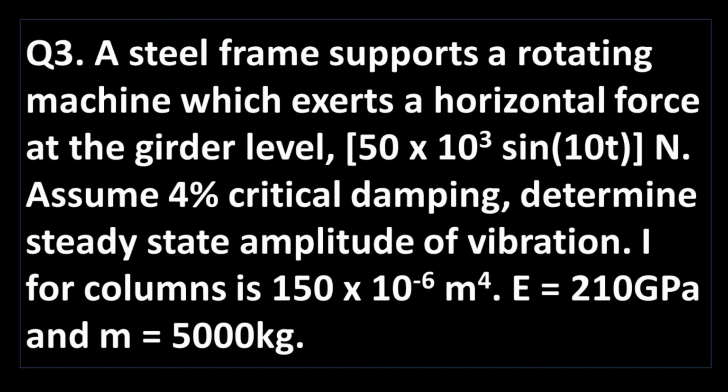A steel frame supports a rotating machine which exerts a horizontal force at the girder level, 50 into 10 raised to 3 sin 10t Newton. Assume 4% critical damping. Determine the steady state amplitude of vibration. Moment of inertia for columns is 150 into 10 raised to minus 6 meter raised to 4, Young's modulus E is 210 GPa, and mass is 5000 kilogram.